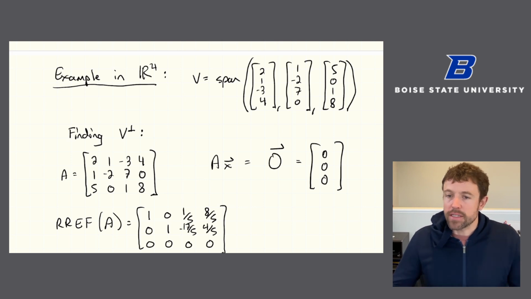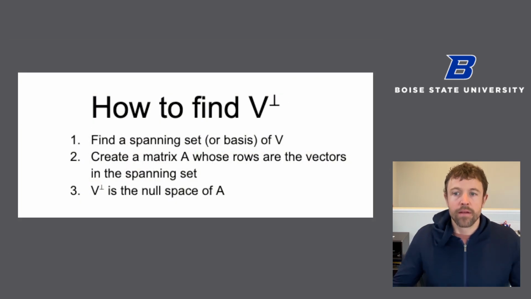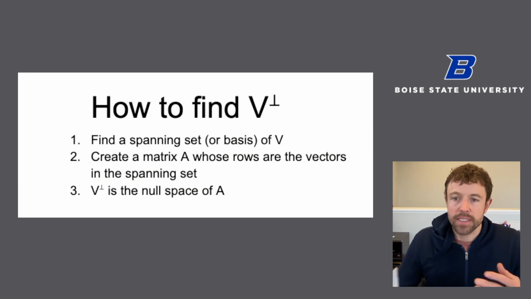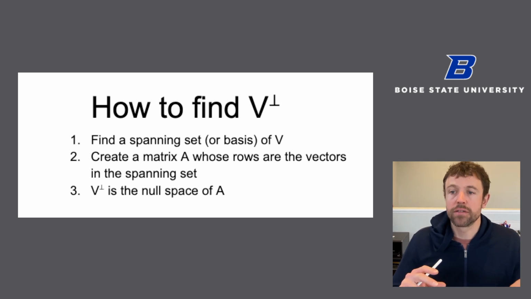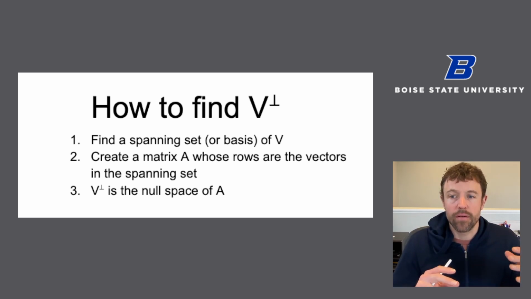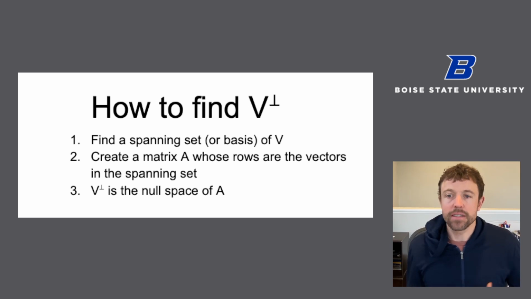So it's a nice process, right? It involves things we already know how to do. And just one more time, once we have a spanning set or basis, we take that, we put it as the rows of a matrix, and now we're back to something we know how to do. We find the null space of that matrix, we get a basis for that null space, that basis is also a basis for vperp.